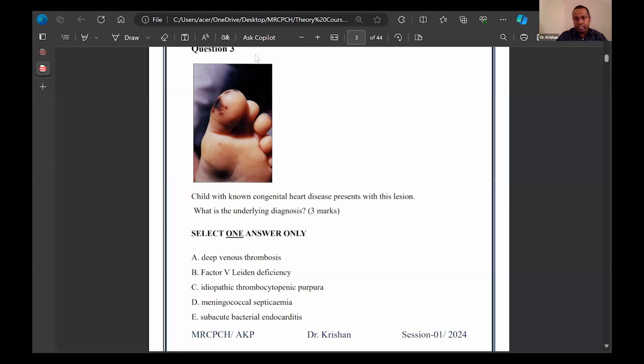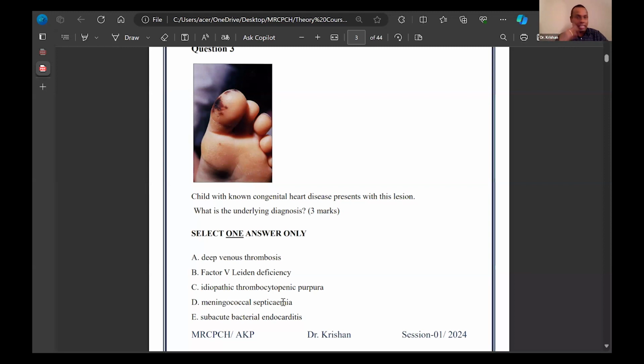infective endocarditis. When you read the answers: deep vein thrombosis, factor 5 Leiden deficiency, this can cause thrombosis. Idiopathic thrombocytopenic purpura causes low platelets, and that leads to skin bruises. Meningococcal septicemia gives a generalized purple non-blanching rash, and the child will be very ill looking.